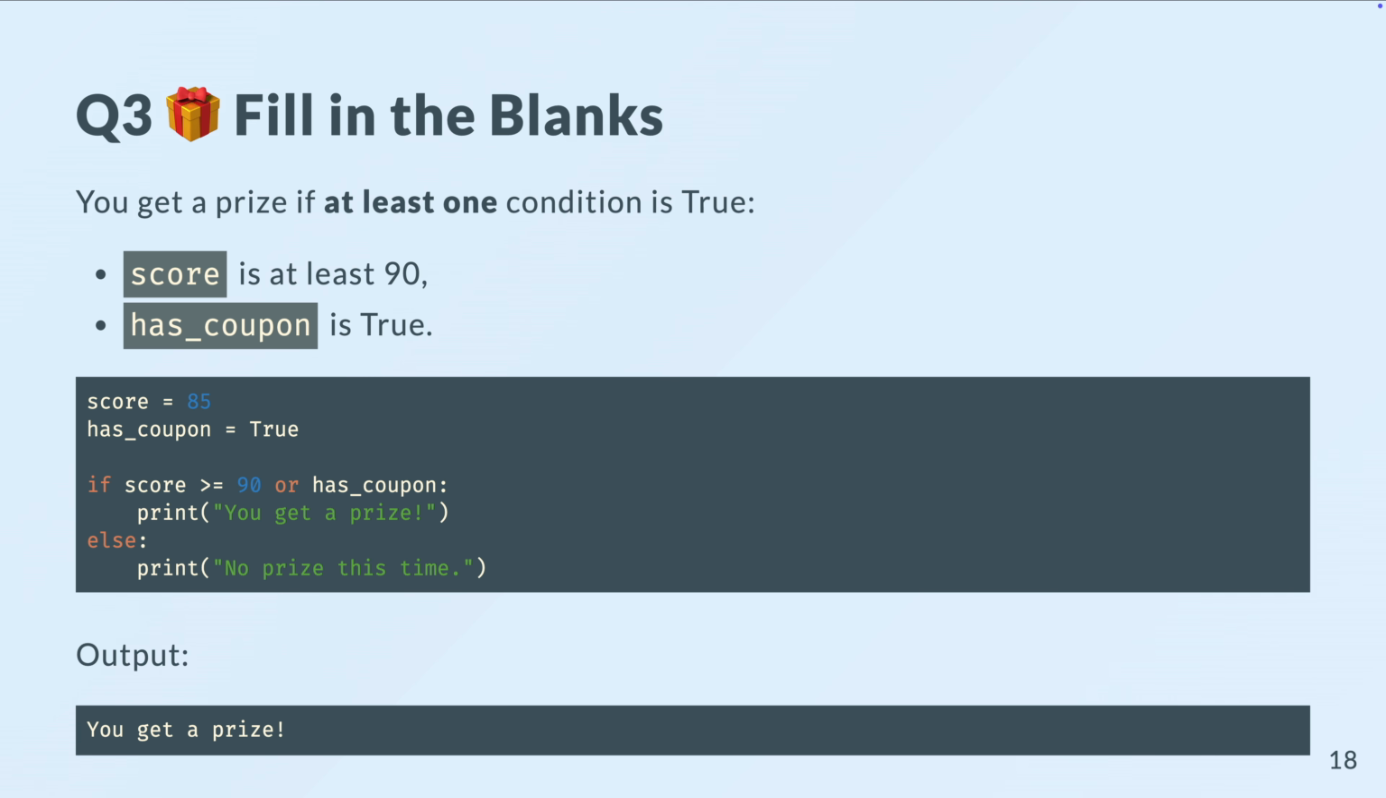Here is the correct condition. If score is greater than or equal to 90 or has coupon. Now evaluate it. Score is 85, so score greater than or equal to 90 is False. Has coupon is True. False or True becomes True. So the if condition is True, and Python prints, you get a prize.